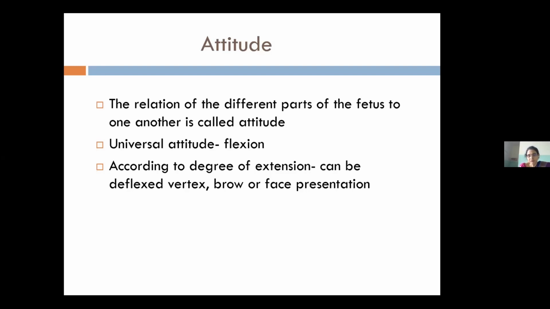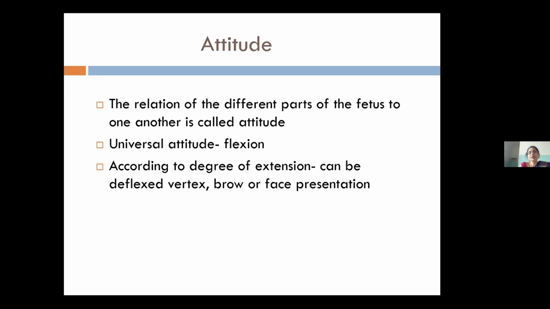First is the neck, so the head will be flexed. Then all the limbs and also the spine will be in a flexed position to form an ovoid, which snugly fits in the uterine ovoid. That is the universal flexion, and this is the most common attitude of the fetus. Depending upon the degree of extension of the neck, this is complete flexion, so that is a vertex presentation.